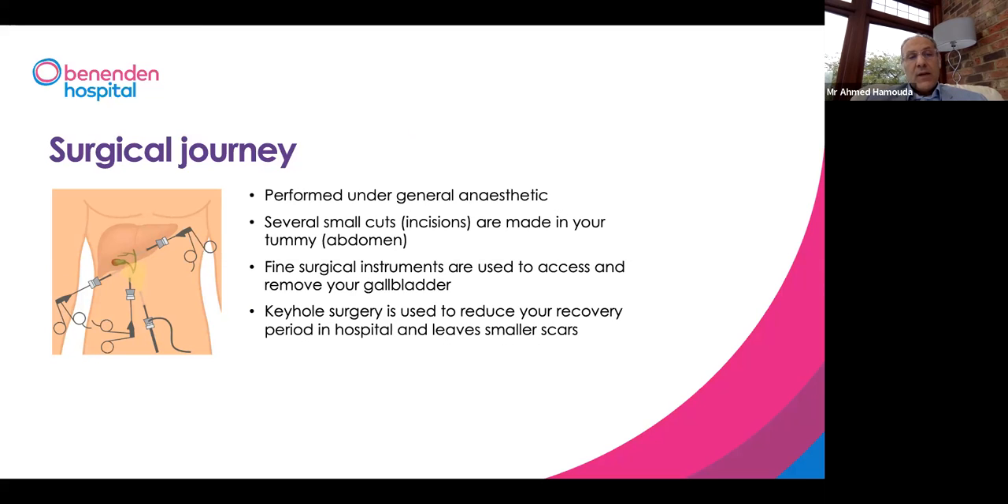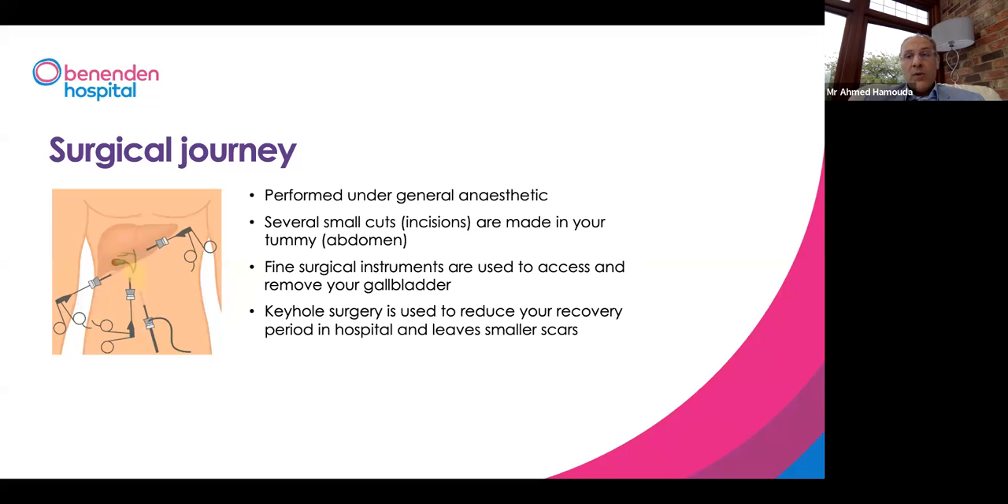So it's a general anesthetic, we know that. We do small cuts, we said 4 or 3. We use instruments, and keyhole surgery is extremely beneficial. It has really changed the way we operate. It's changed the way surgery has been done over the last 15, 20 years. And I think that the recovery time is much quicker.